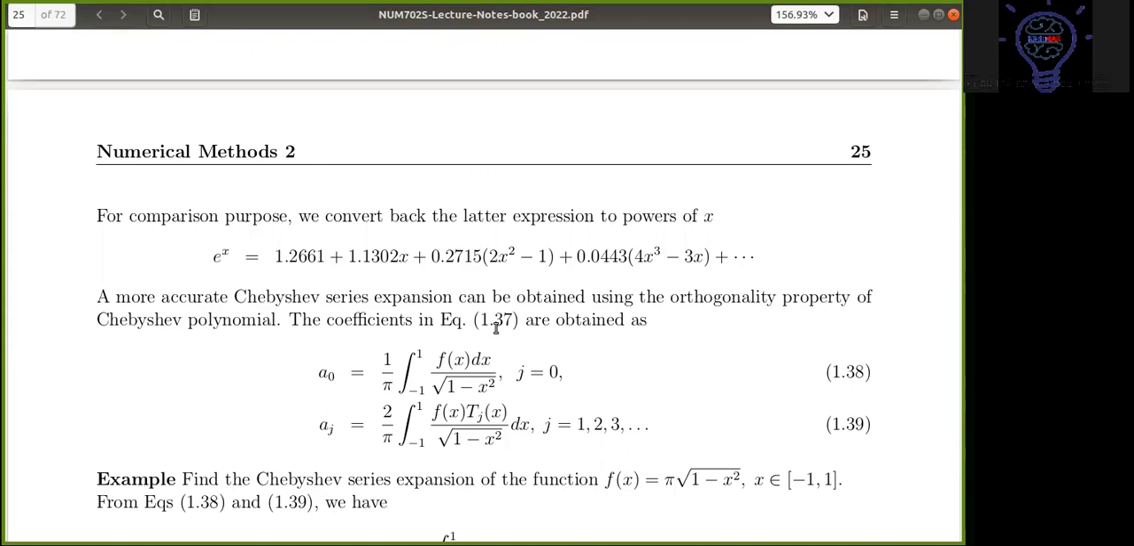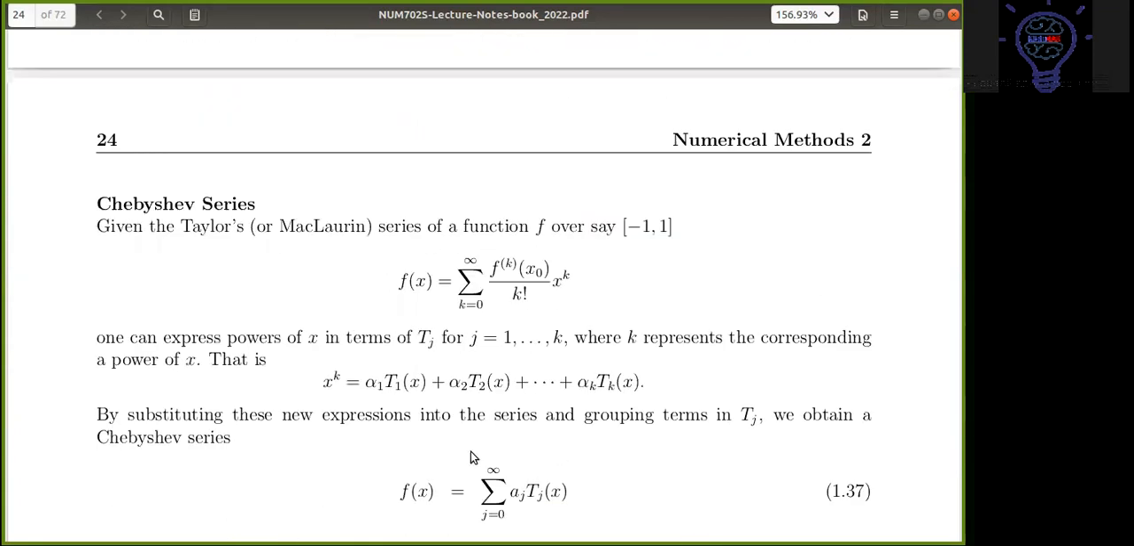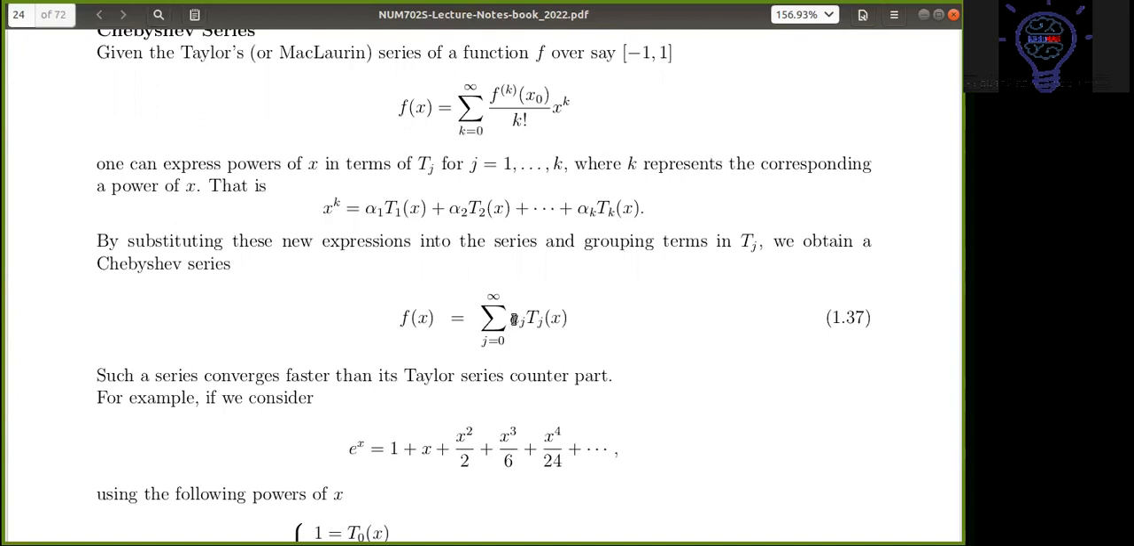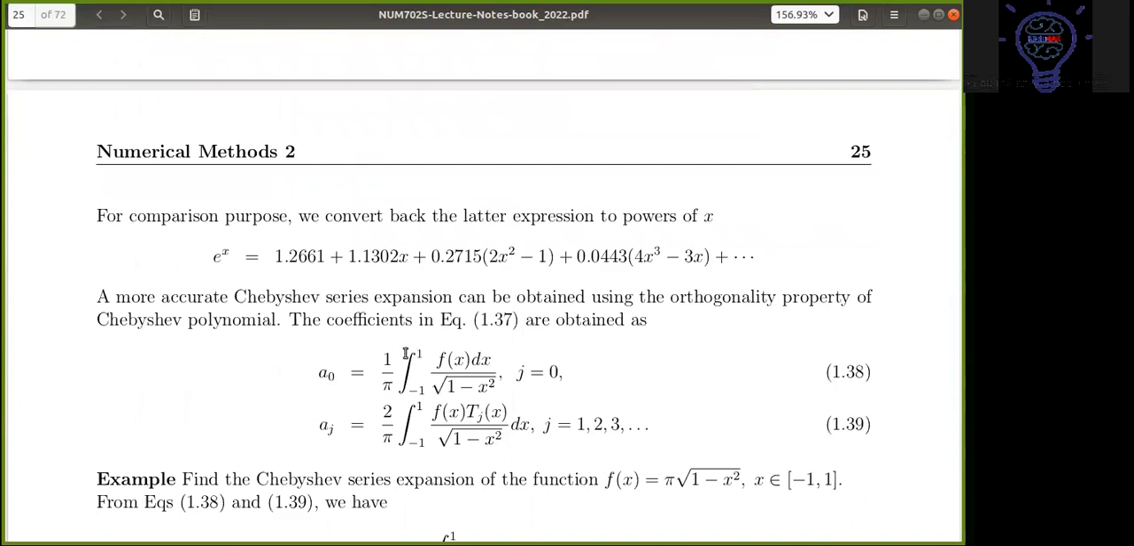And from equation 1.37, which is this expansion, we can compute all these coefficients, a_j, by multiplying both sides by, let's say, T_k, integrating, and using the fact that Chebyshev polynomials are orthogonal. If we do that, we will obtain all the coefficients a0, a1 up to a infinity. Of course, when I say a infinity, I mean for larger subscripts, using these two formulas given by equations 1.3a and 1.3b. So they will give us these two expressions.